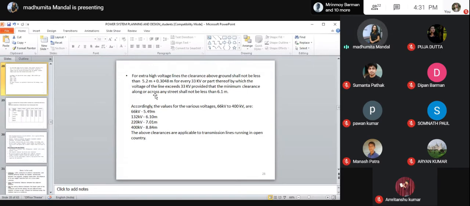And then the increment will be 0.3048 meter for each 33 kV. Okay, so according to this rule, the values for various voltages from 66 to 400 kV are given here. For 66 it is 5.49, for 132 it is 6.1, for 220 kV it is 7.01 and for 400 kV it is 8.84. Now this can normally be calculated as well.